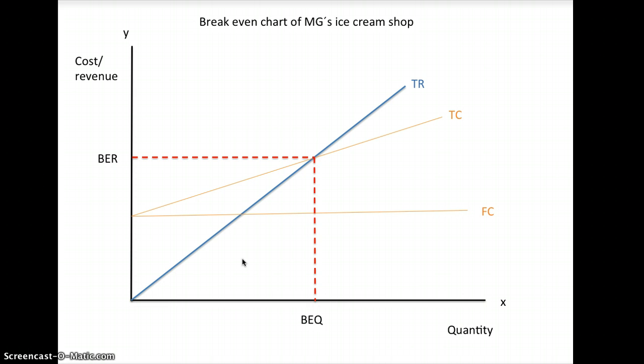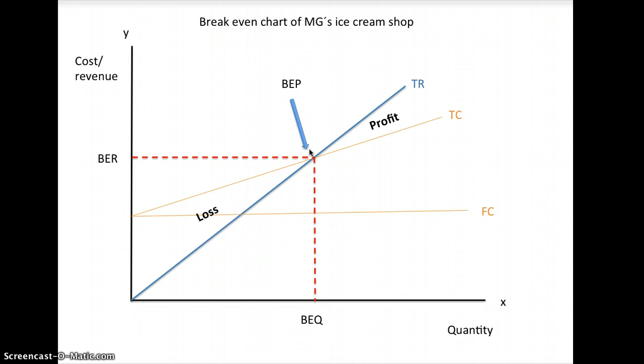Here we can see how the BER point is created, which means break-even revenue, which signifies the revenue made when the firm is operating at the break-even point, and the BEQ, which can be seen here, which is the break-even quantity, which is the quantity, of course, that the firm needs to produce in order to operate at the break-even point. And as I mentioned before, the break-even point is a point where TR equals TC, when the firm is being able to cover all of its costs and is not making any profits or losses. It's just stable.